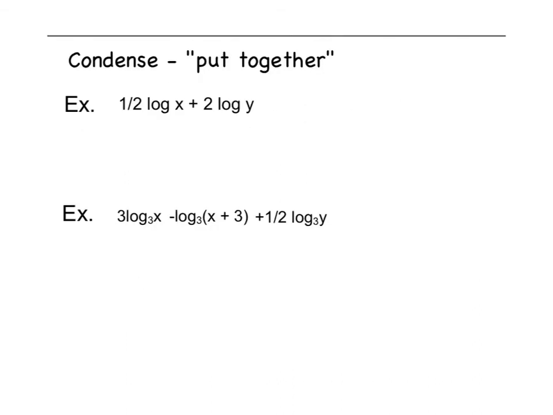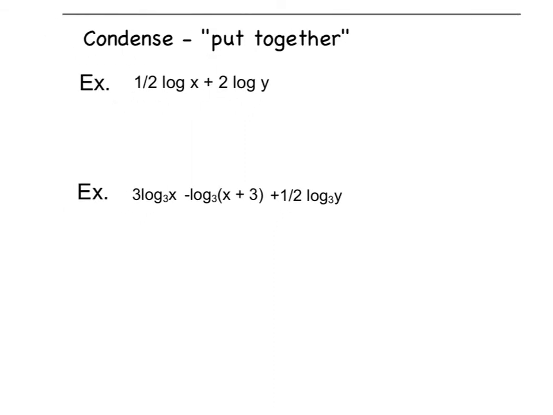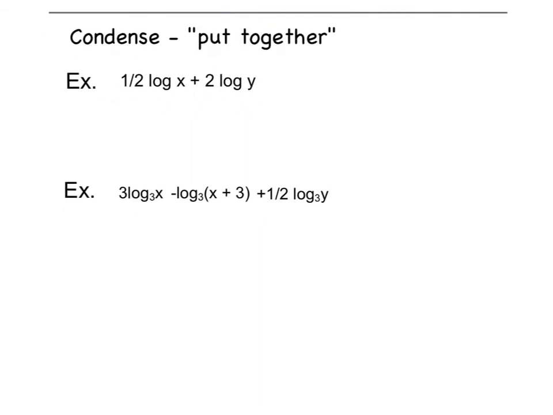We can also use the properties to put the logs together. You can see that they're expanded here with a plus sign in between, with a number out in front of the log, and so you can see right here that we've got the product rule in reverse and the power rule in reverse. So we're just going to put it back together into one log.